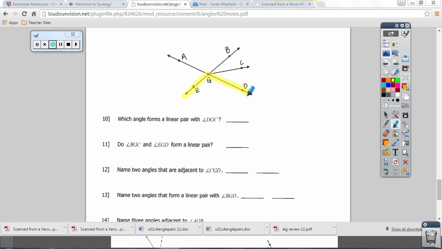EGD. All right, so vertical angles mean opposite angles. So I need the opposite angle. The kissing fish would be AGB.